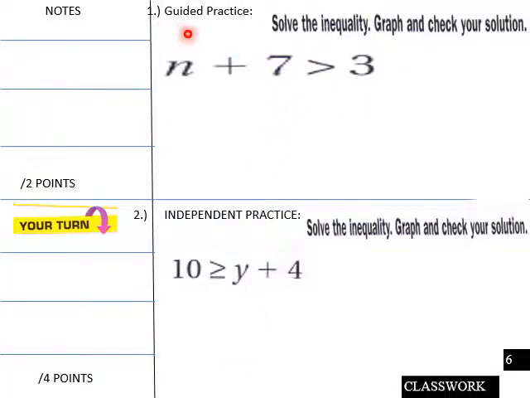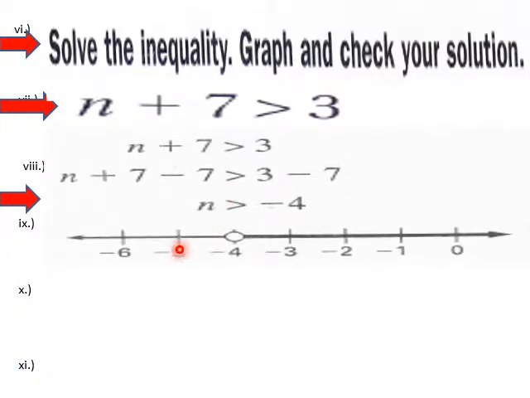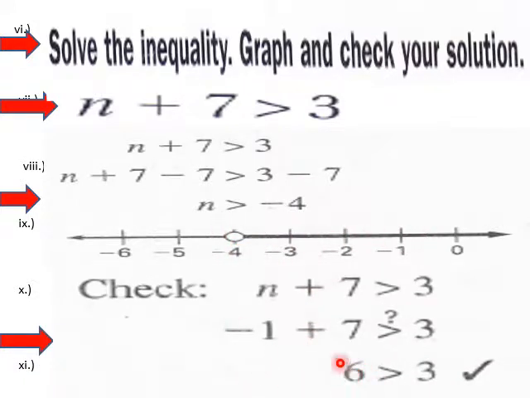Okay, we're going to do our first guided practice here. Solve the inequality and graph. Students, this is you. So graph this. Let's solve it first and move our 7 over here. We get n is greater than negative 4, and it's a partial inequality, so it is an open circle, and it's greater than negative 4. So we go to the right from negative 4. Then we check by putting in a value, say negative 1. If this is part of your solution set, you plug that in and it is true, so it is a check for the solution set.